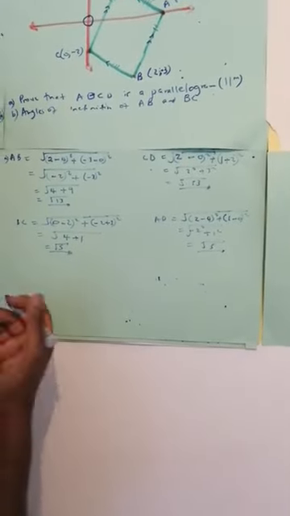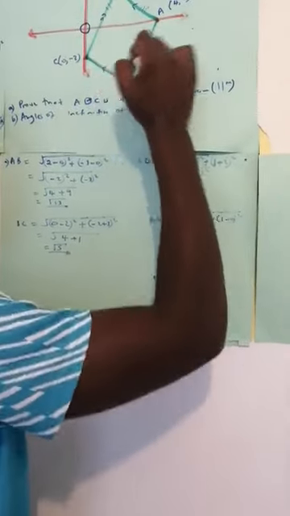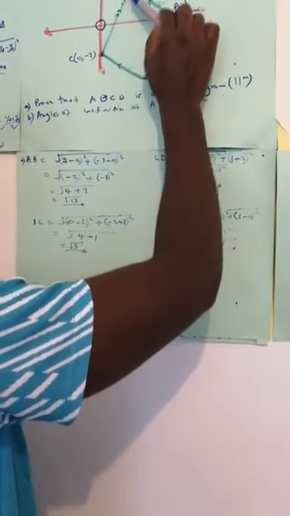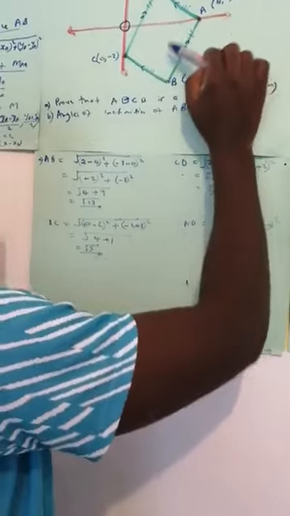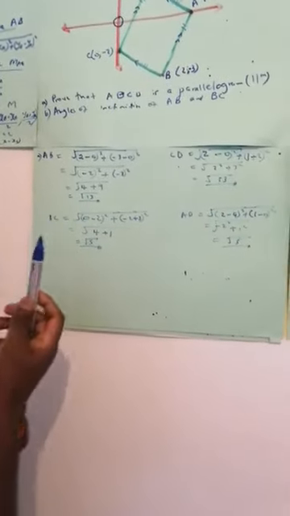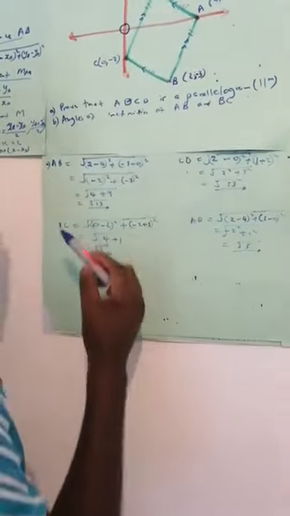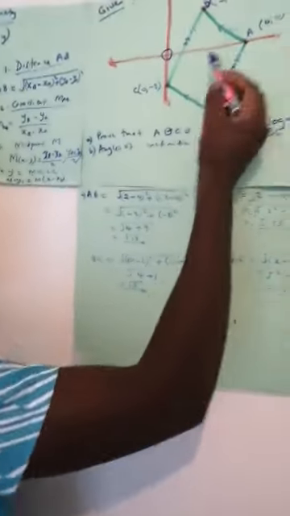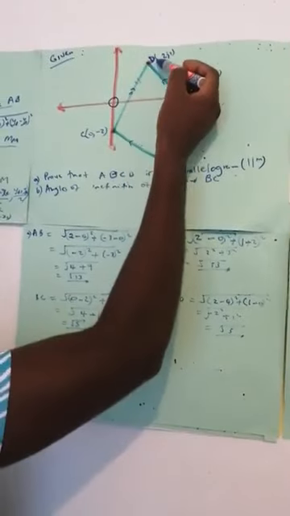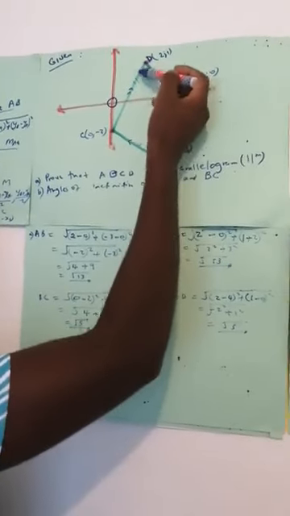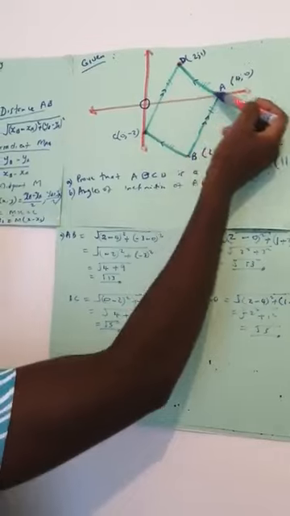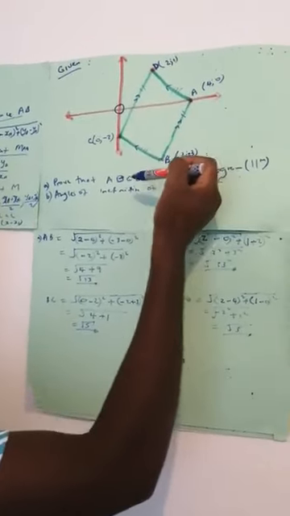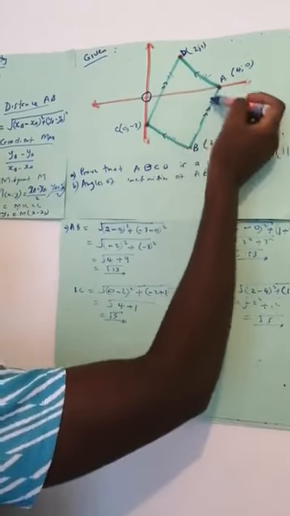And another thing with a parallelogram, we've proven that these sides are equal, but we haven't proven that they are parallel. How are we going to prove that they are parallel? We are going to calculate their gradients. If the gradient of CD and the gradient of AB are equal, then it means they are parallel.